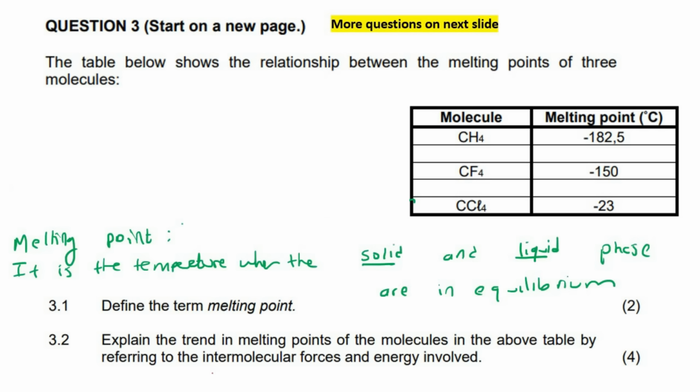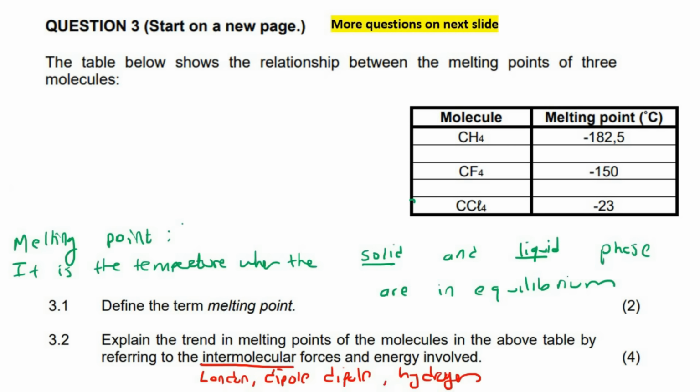Explain the trend in melting points of the molecules in the above table by referring to the intermolecular forces and energy involved. Okay, so remember, intermolecular, those are the forces that go between the molecules. Those are things like London, dipole, hydrogen. If they said intramolecular, or if they said interatomic, that's when we're talking about ionic, covalent, metallic. So explain the trend in melting points by referring to the intermolecular forces.